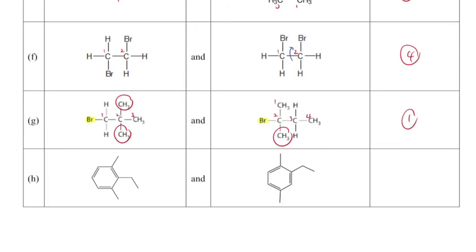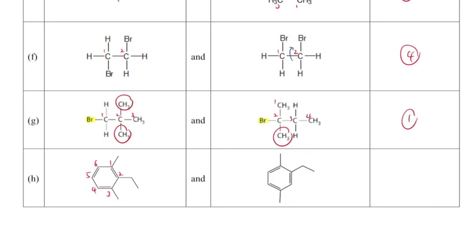Okay, and for the last molecule, again, we can label the aromatic ring to try to work out whether they are identical molecules or not. So 1, 2, 3, 4, 5, 6. You can see the methyl group is attached to the first position, followed by an ethyl group attached to the second position, and finally a methyl group attached to the third position.